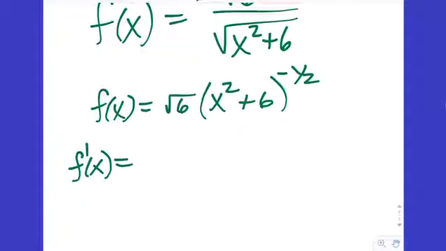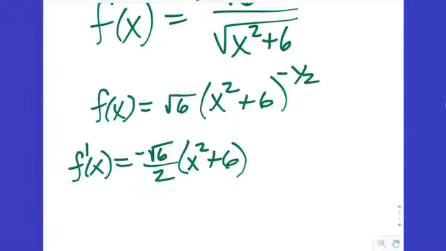The square root of 6 is a constant multiple, goes along for the ride, or if you want to absorb it into the derivative using the chain rule, times negative 1/2, you get negative square root of 6 over 2. There's your new coefficient. Times x squared plus 6 to the what power? Negative 3/2. Good. Times the derivative of the inside function, which is 2x.